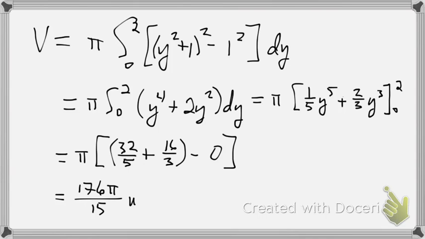176 pi over 15 units cubed. So the same region revolved in different ways makes different shapes that have different volumes. Is that okay? All right.